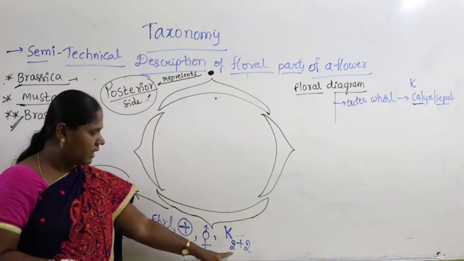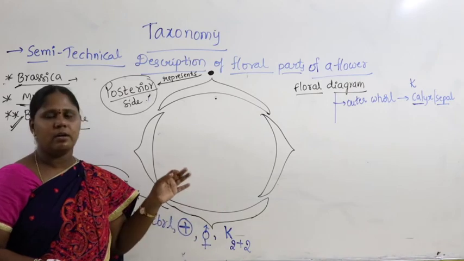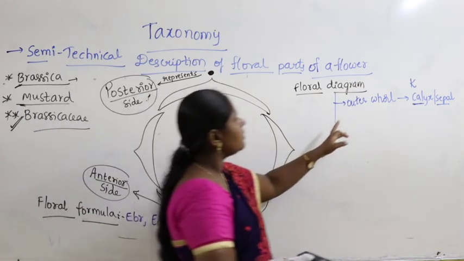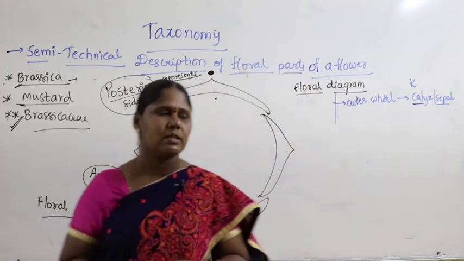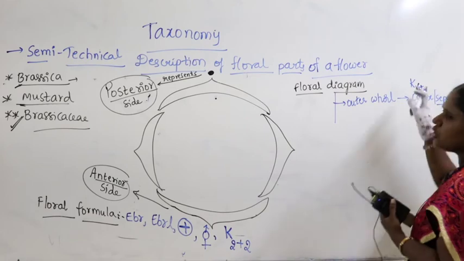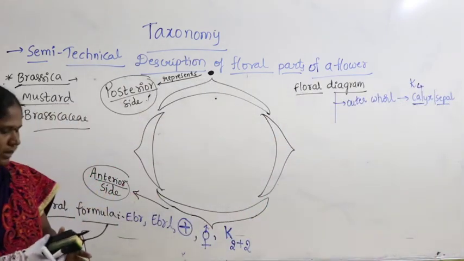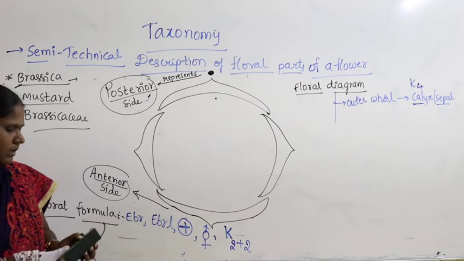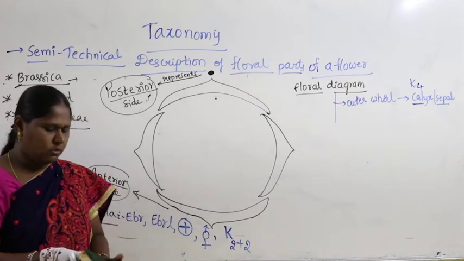So we are writing K is 2 plus 2. K is nothing but what? Calyx. So the outermost whorl you find is nothing but calyx or sepals. How many calyx and sepals are there? We have 4 sepals. Instead of writing K4, we are writing K2 plus 2, that is, 2 are inner side and 2 are outer side. Got it? Right.